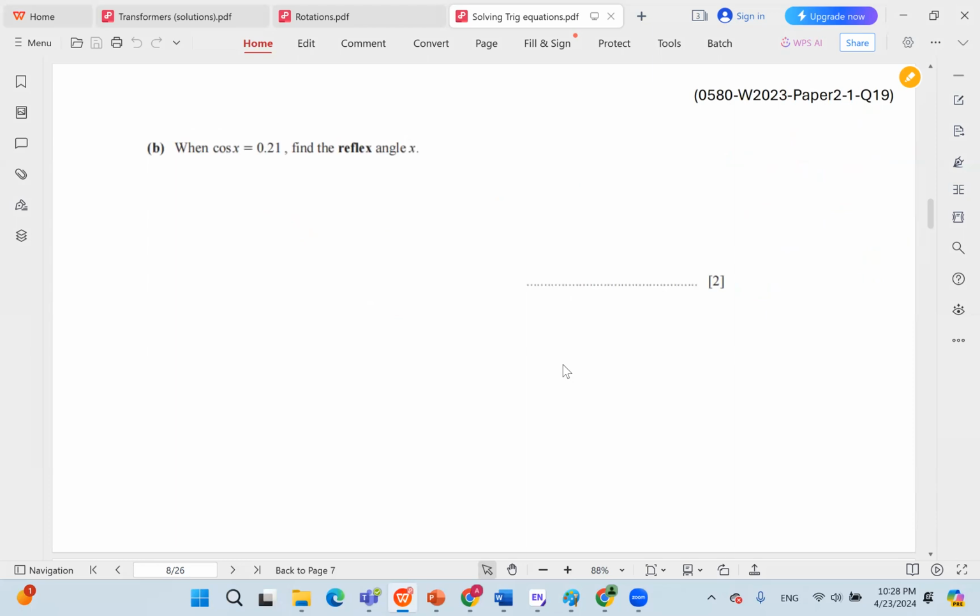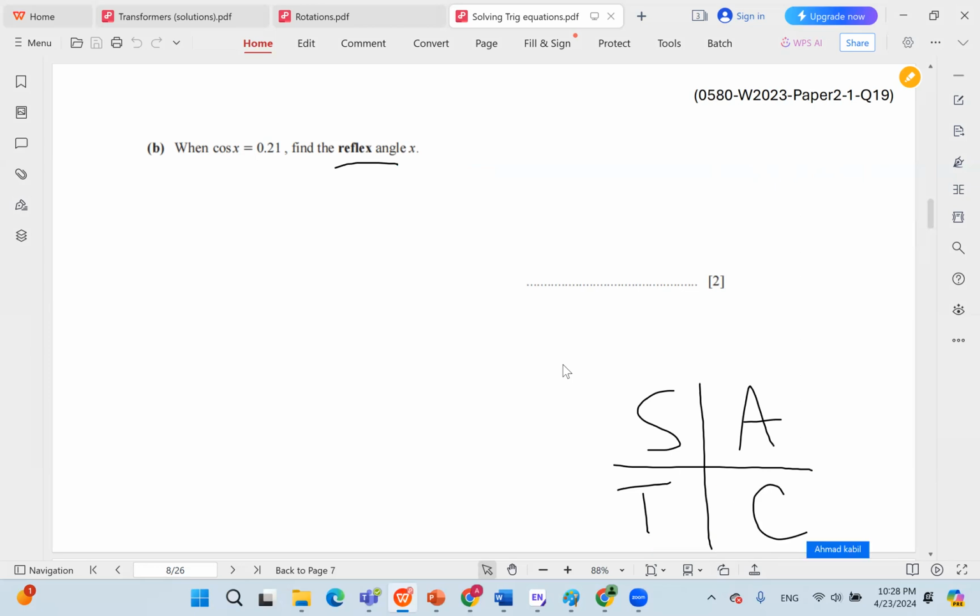Here we have cosine x equals 0.21, and they want the reflex angle x. So what does that mean? Reflex means it's an angle greater than 180. Again, remember the ASTC rule. Here we have cosine and positive. Cosine and positive means we take the A and the C. So the A is the calculator value and the C is the 360 minus.